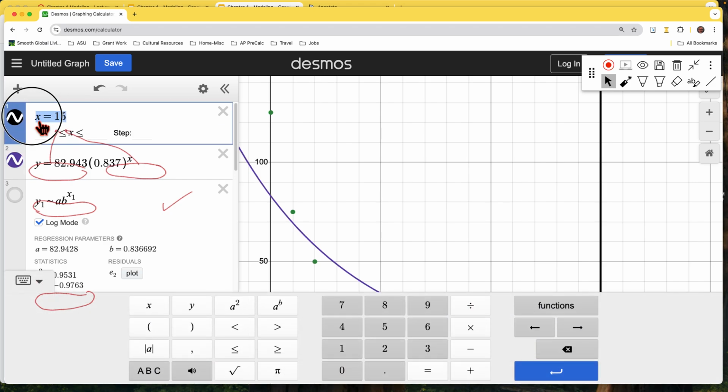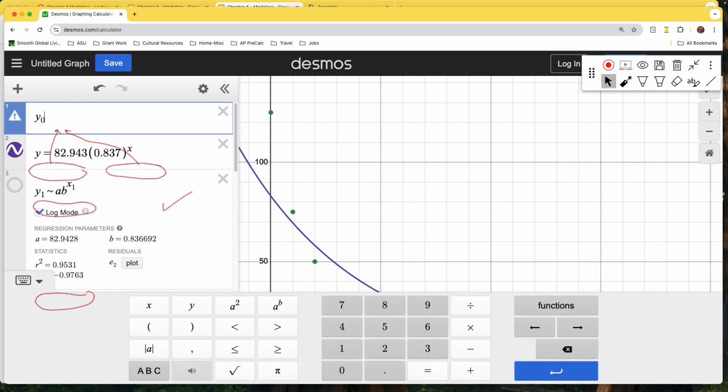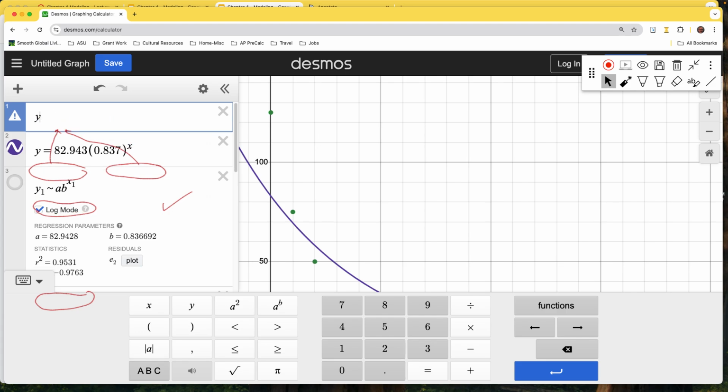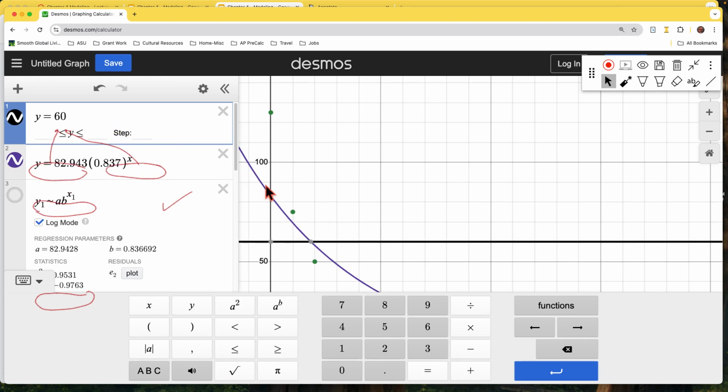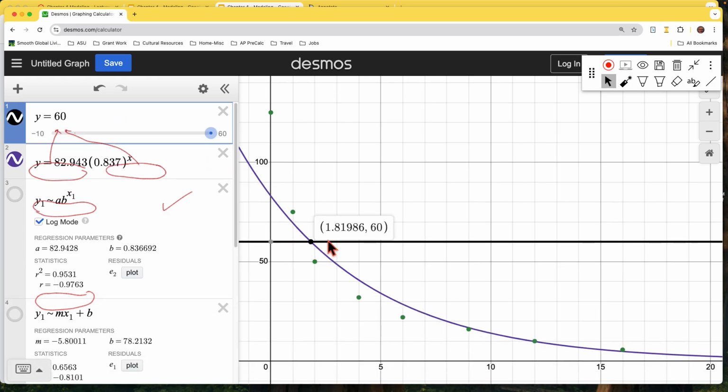So in that case, we put in y equals 60. We get a line at that, find their intersection. Oh, that's in year 1.8. Maybe they wanted it rounded up, we call it 2 years, whatever, but we get our answer that way as well. So that's what they're going to ask.